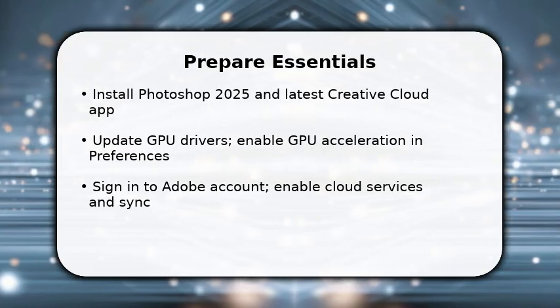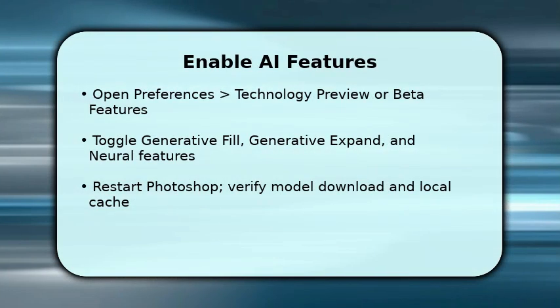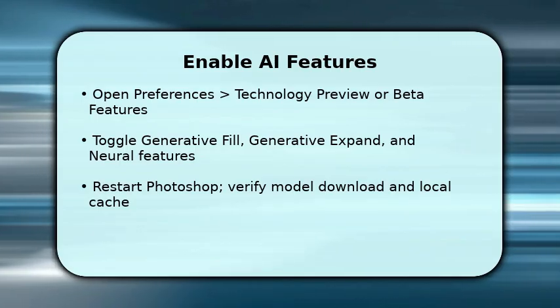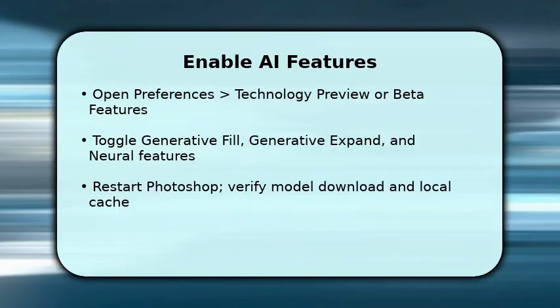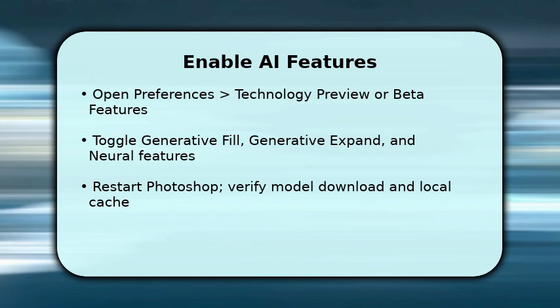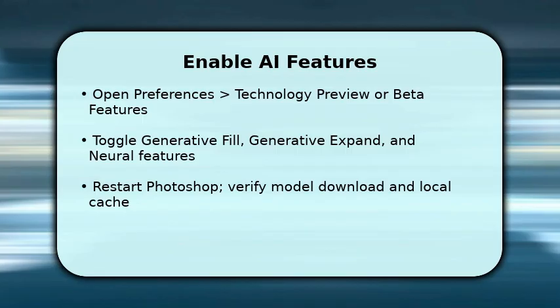You now enable the actual AI functionality inside Photoshop. Go to Preferences, then Technology Preview or Beta Features. Toggle on Generative Fill, Generative Expand, and any neural filters you need. Make sure you allow model downloads and set a reasonable local cache size so prompts run without repeated downloads. Once toggled, restart Photoshop to finalize the change. After restart, check the status bar or Help System info to confirm the generative models are downloaded and GPU acceleration is active for best performance.